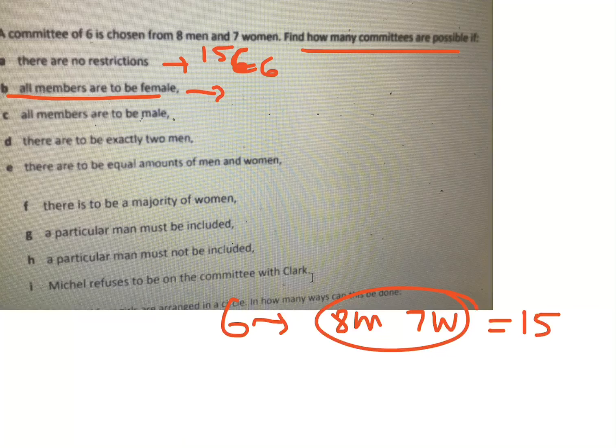All members are female. So there are 7 females, so we're choosing the 6 from 7. All members are male. So there are 8 males, so we're choosing the 6 from the males.